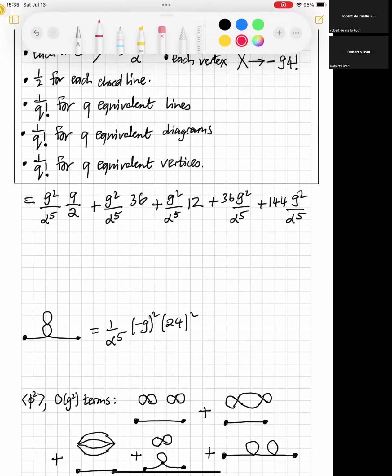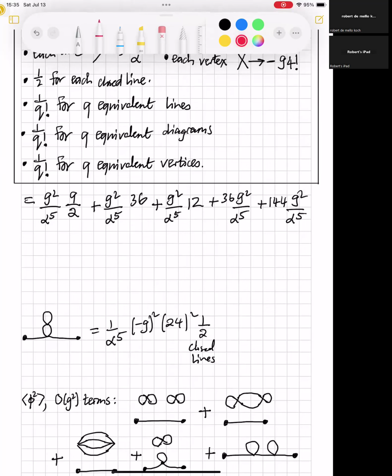So how many closed lines are there? Well, there's only one line that starts and ends at the same point, and that's that line that I've shown in red. So we'll get a factor of 1/2 for the closed line. There's only a single closed line.